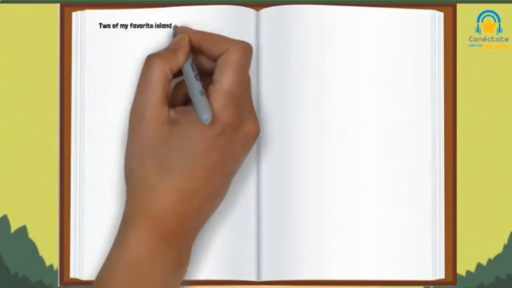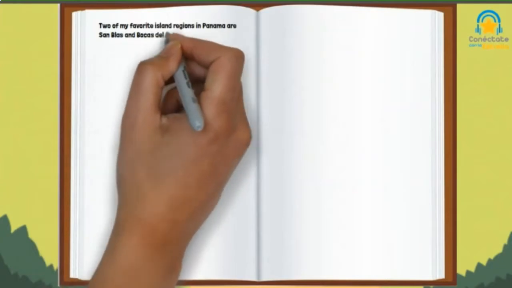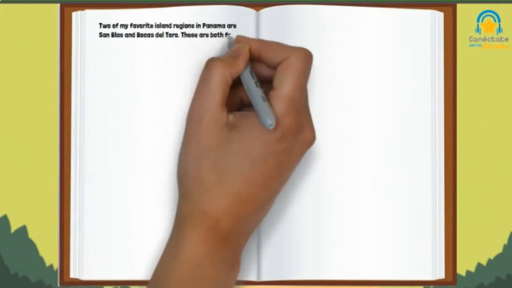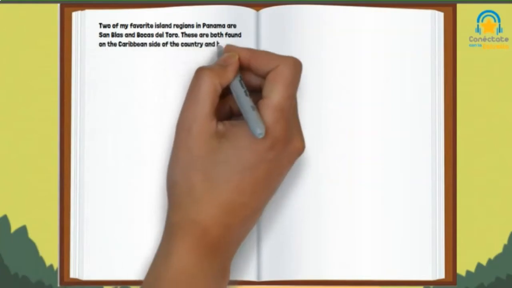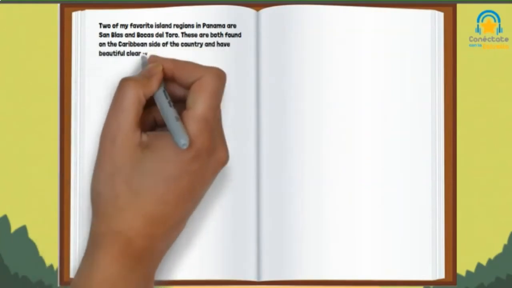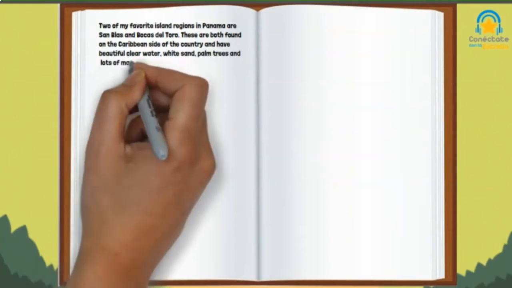Two of my favorite islands regions in Panama are San Blas and Bocas del Toro. These are both found on the Caribbean side of the country and have beautiful clear water, white sand, palm trees, and a lot of marine life.